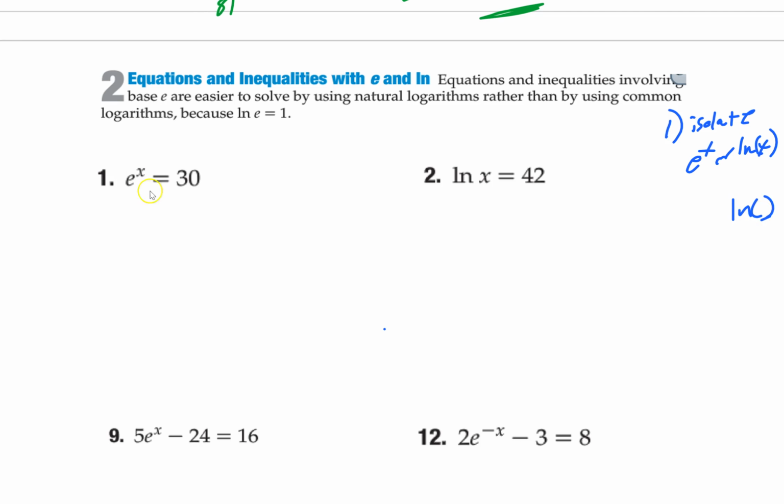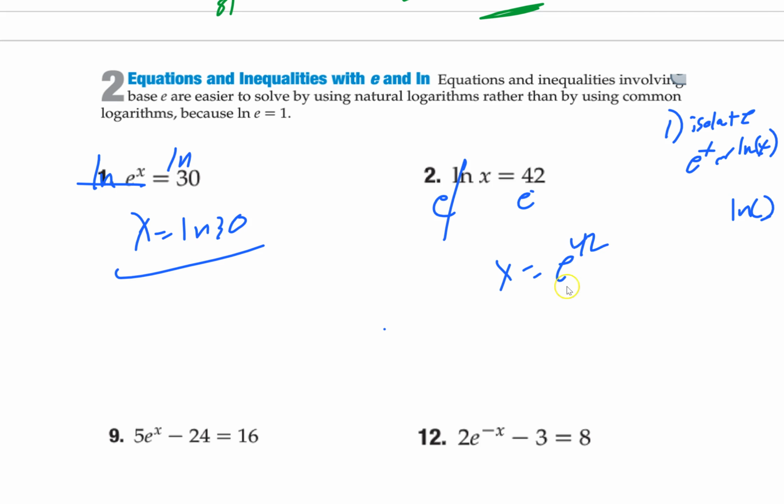So look at this first one. e to the x equals 30. Get rid of the e to the x. Take natural log of both sides. Gone. x equals natural log of 30. Done. Easy. This one's natural log, right? Want to get rid of it? Take the e to both sides. Done. x equals e to the 42.